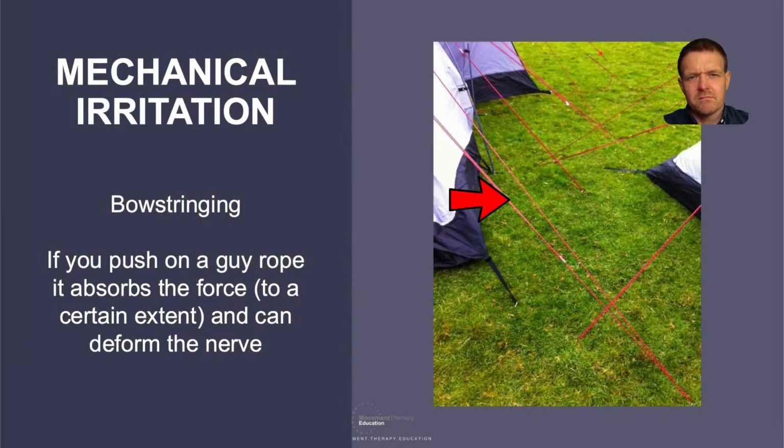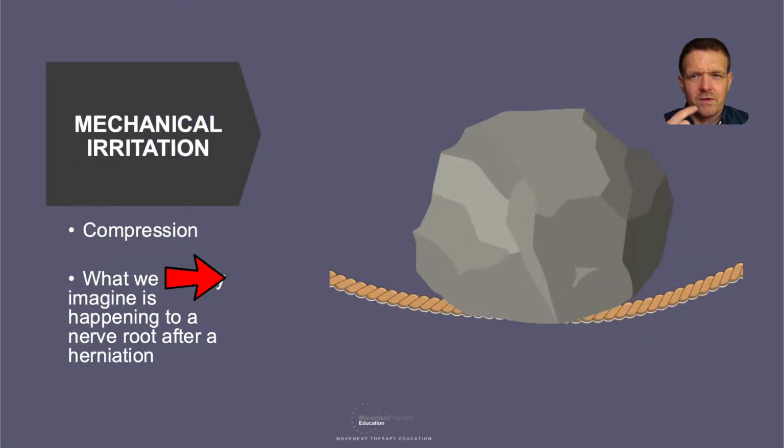So if you imagine that nerve coming out that is mixed as a guy rope on a tent. If you push on a guy rope, it absorbs force until the peg comes out of the floor, but it will bow. Yeah, it will give a bit. And if we've got mechanical forces pushing on a nerve, it will bow a bit. So it will give. It's not like it's a solid structure and it's not going to go anywhere. There will be a bit of give, but it can deform the nerve. So you'll get compression on the top, and then on the underneath part, there'll be a stretch. So that's the kind of image that you need in your head.